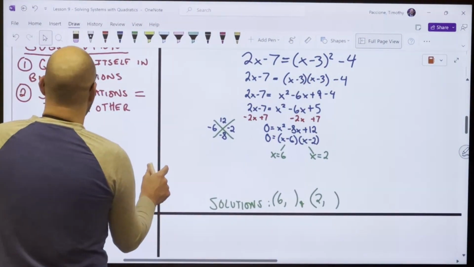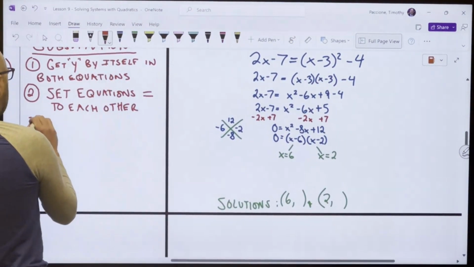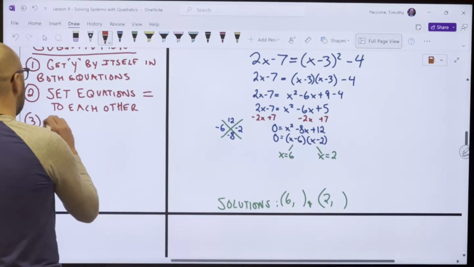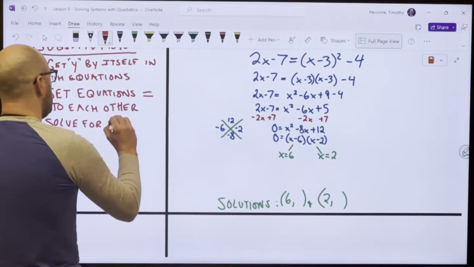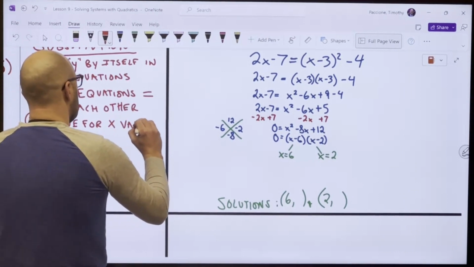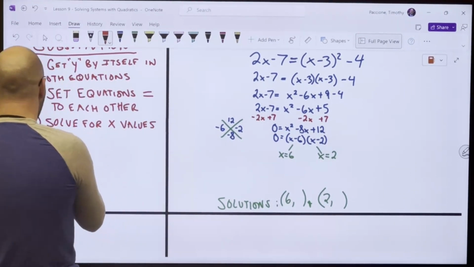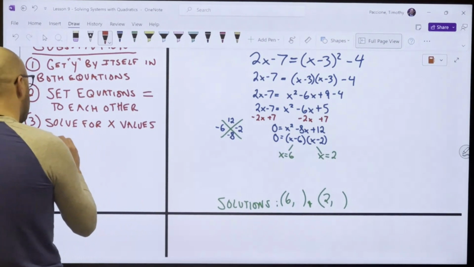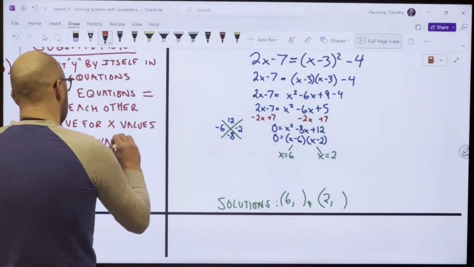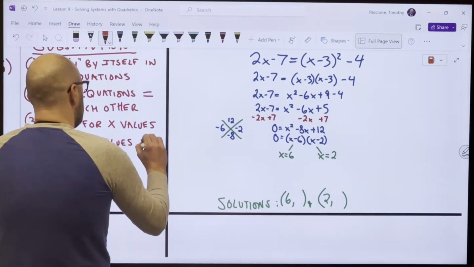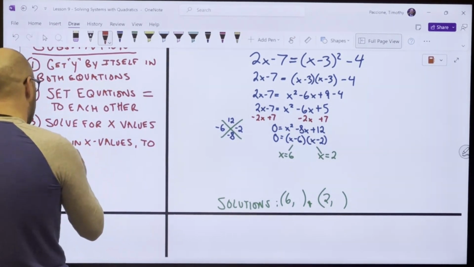And let's get back to our steps, because I kind of got ahead of myself here. Step 3, after we set them equal to each other, was solve for your x values. And now we want to plug in our x values to find your y values.